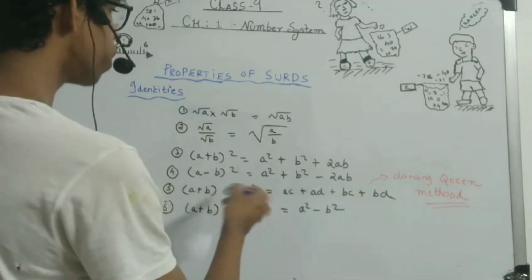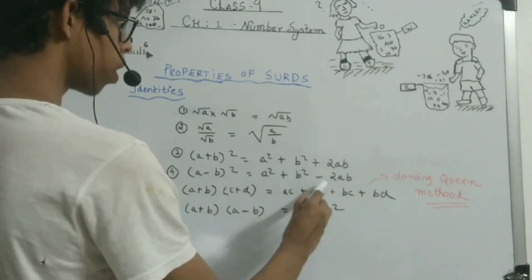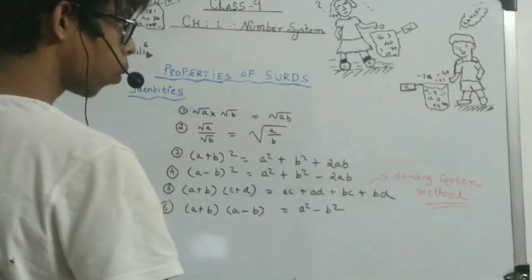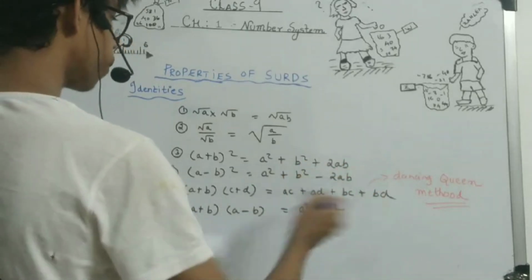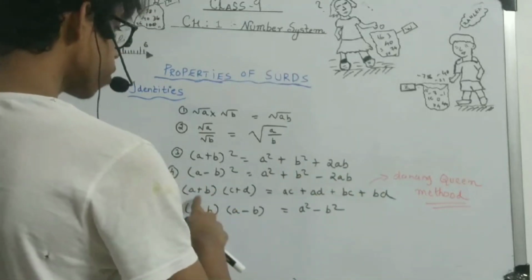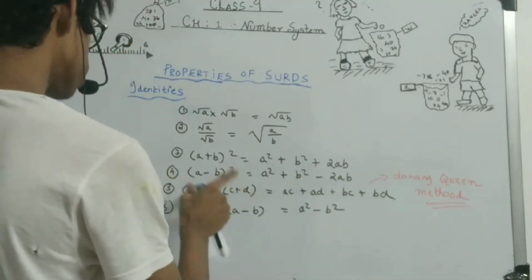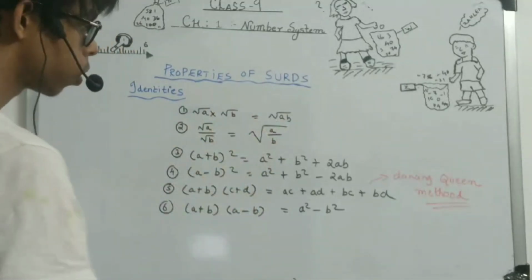Similarly, if I ask you (a minus b) the whole square, how can I expand it? a square plus b square minus 2ab. Okay, that is the difference. Here you have plus 2ab, here you have minus 2ab. So now the next one is a very important identity, because this is one which we use most of the time in higher classes very much.